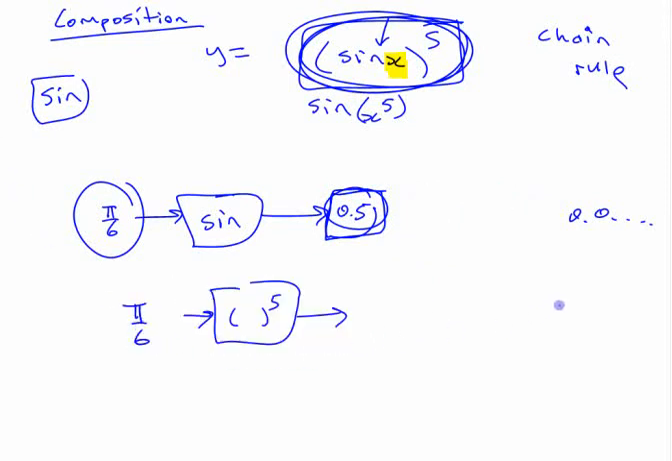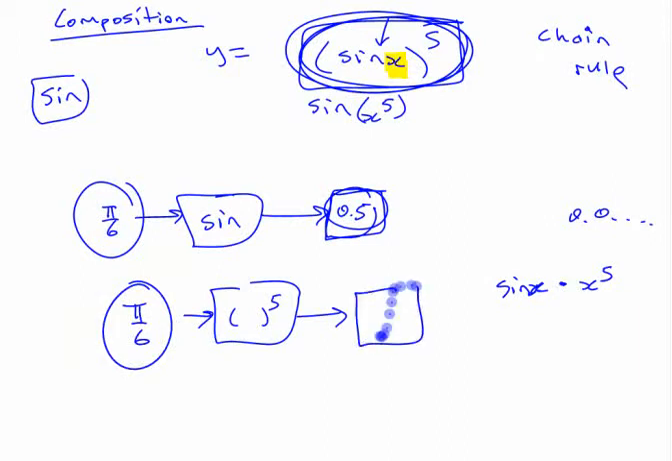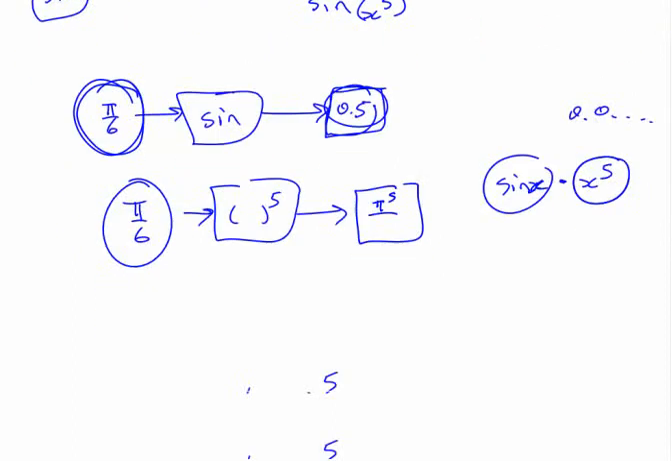If it said sine x times x to the 5th, if it was multiplied, you would put pi over 6 into each of them, get the number, pi to the 5th over some big number, get the answer to each one, and then multiply these together. The difference with a composition is that you put a number into one, you get the result, and then you put that result into the next one. Okay, so that's kind of the key here.